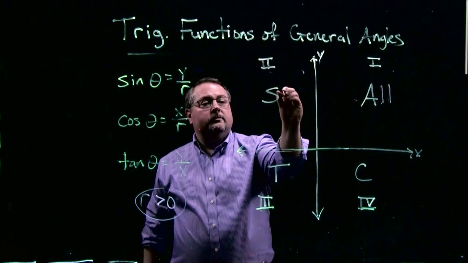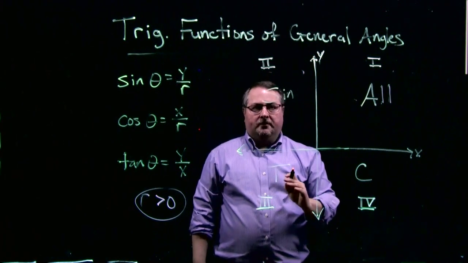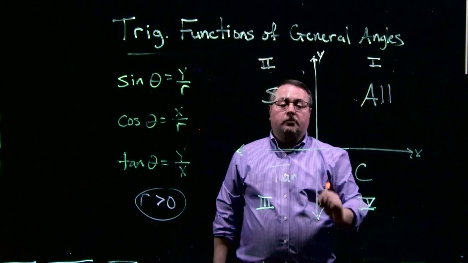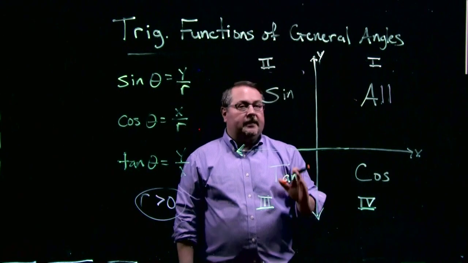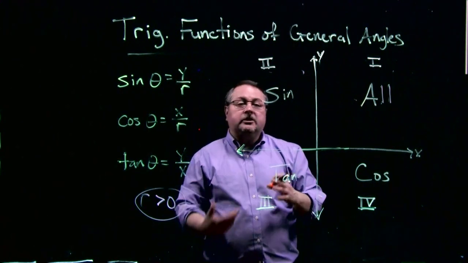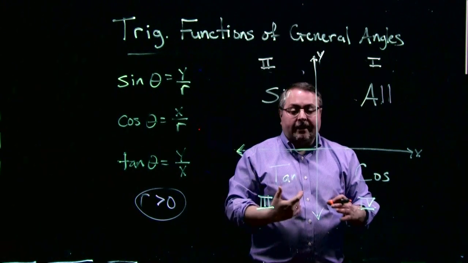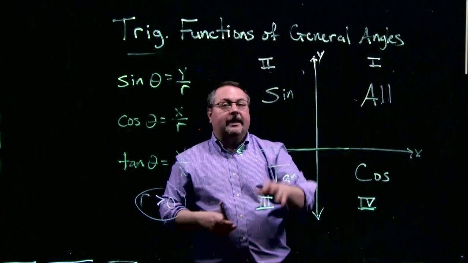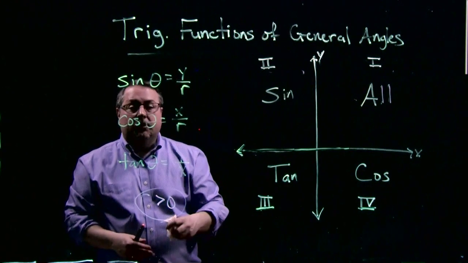In quadrant 2, sine is positive, cosine and tangent are negative. In quadrant 3, tangent is positive, sine and cosine are negative. And finally, in quadrant 4, cosine is positive, sine and tangent are negative. Okay, so again, this is just for sine, cosine, and tangent, but then we can look at the reciprocals to get secant, cosecant, and cotangent if we were so inclined. Okay, so this tells us if we have a terminal side in one of the quadrants, what the plus or minus sign of our trig functions will be.